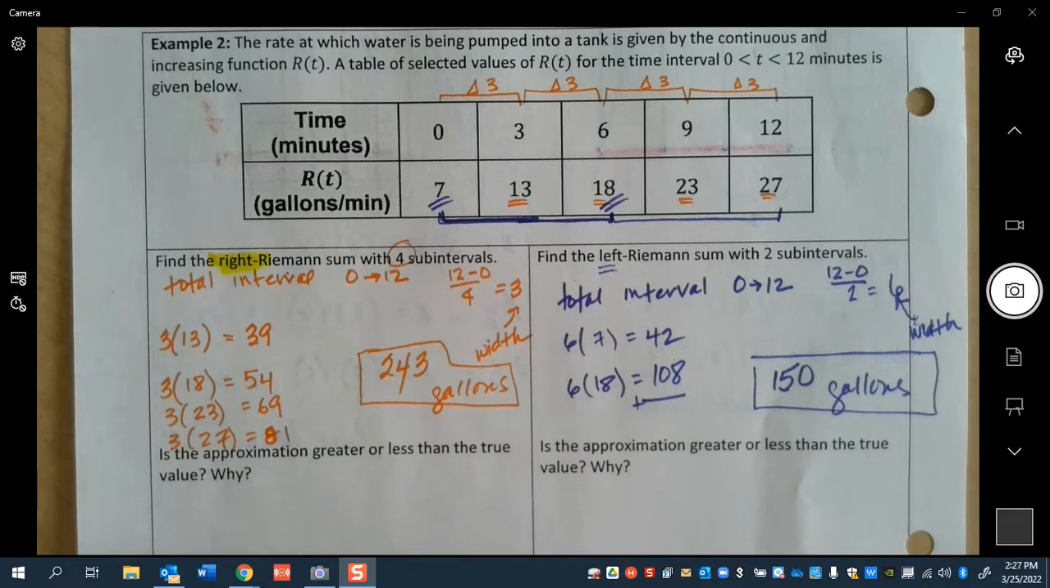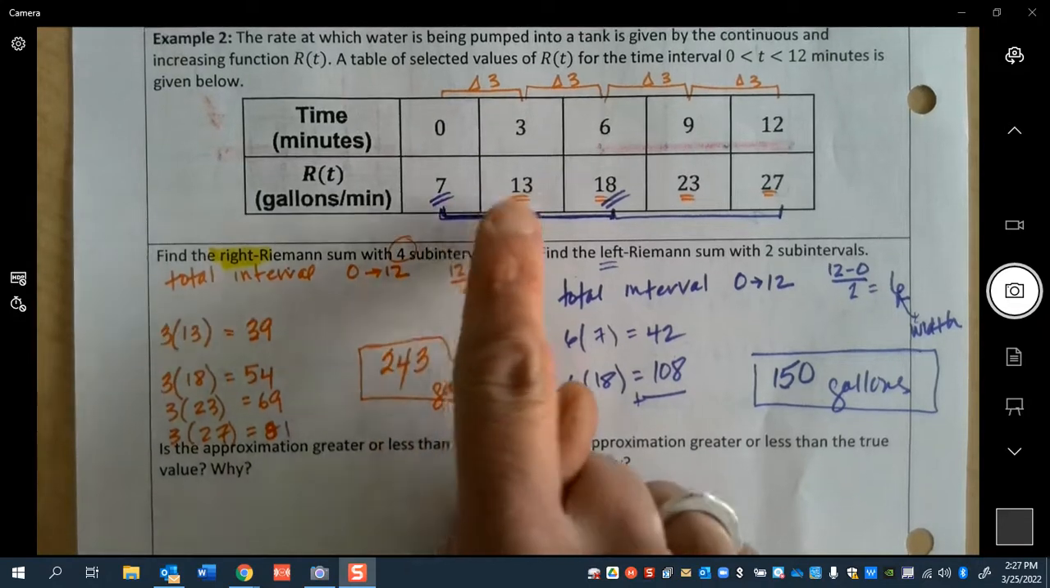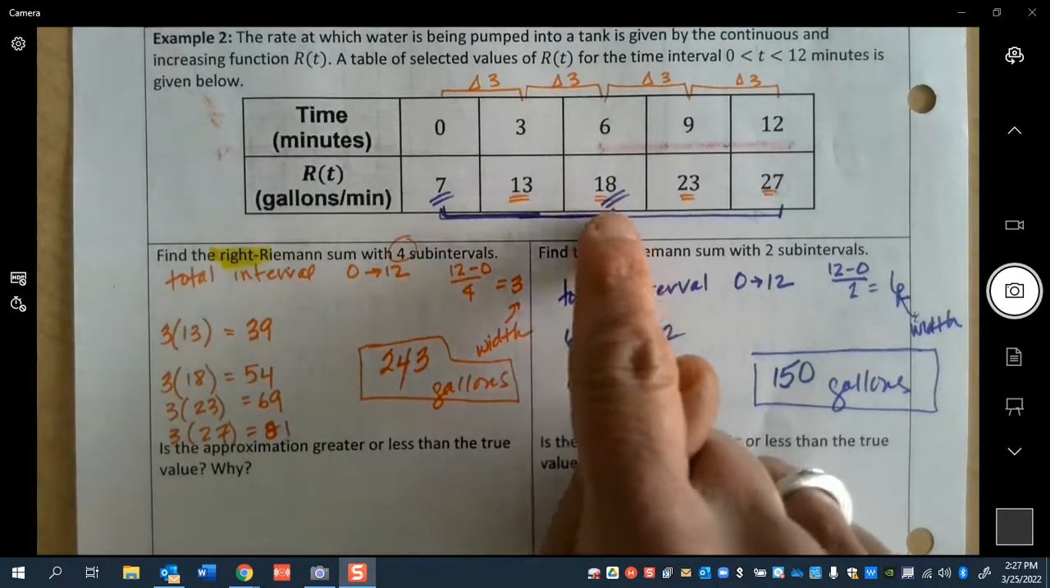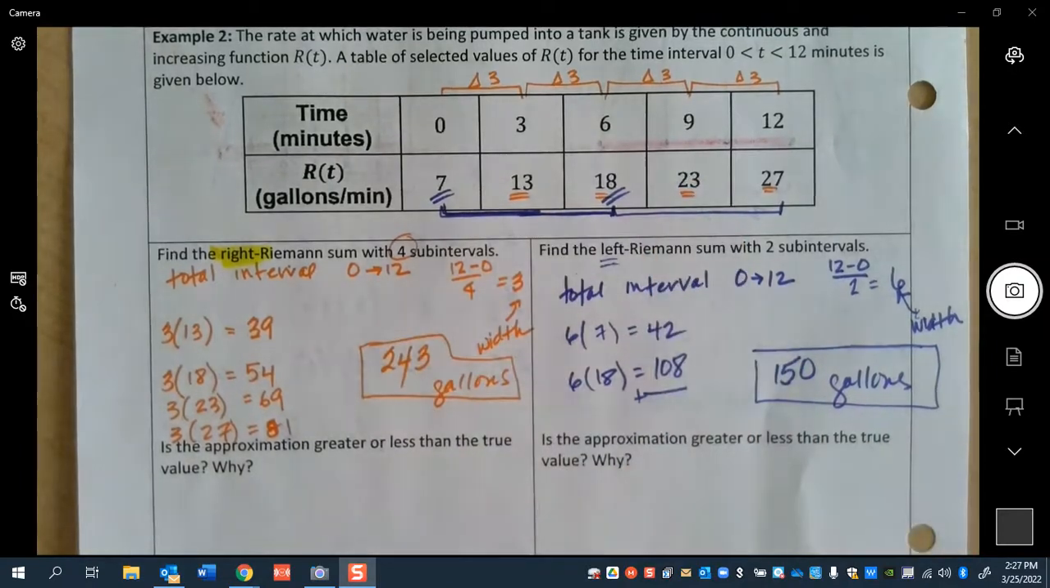with the 4 sub-intervals. And you can do that. 7 times 3 plus 13 times 3 plus 18 times 3 plus 23 times 3. Okay. So that's it for left-hand, right-hand sums.